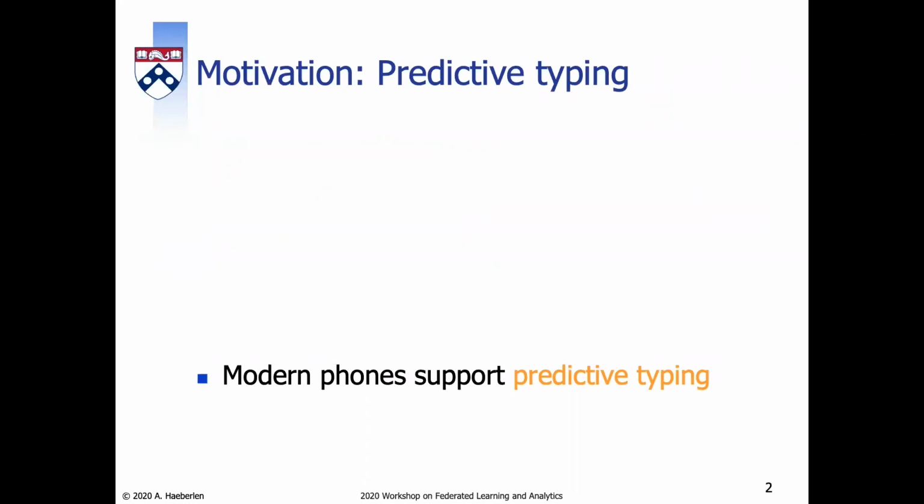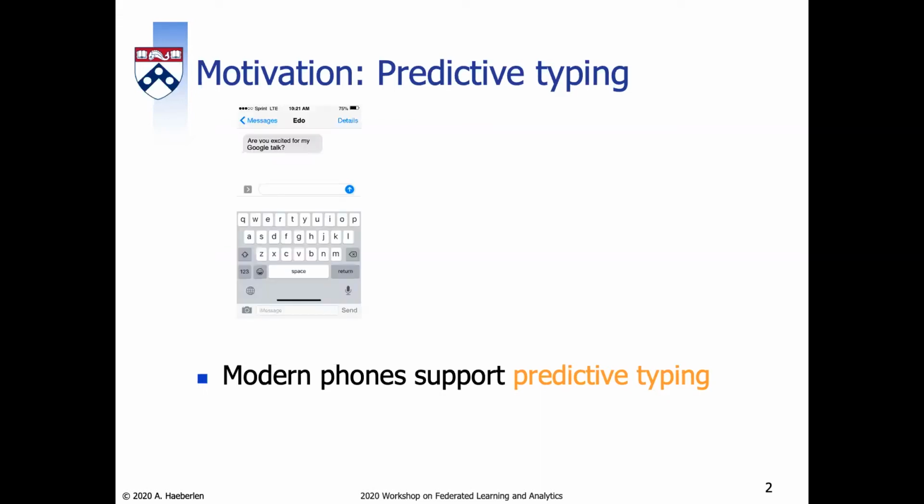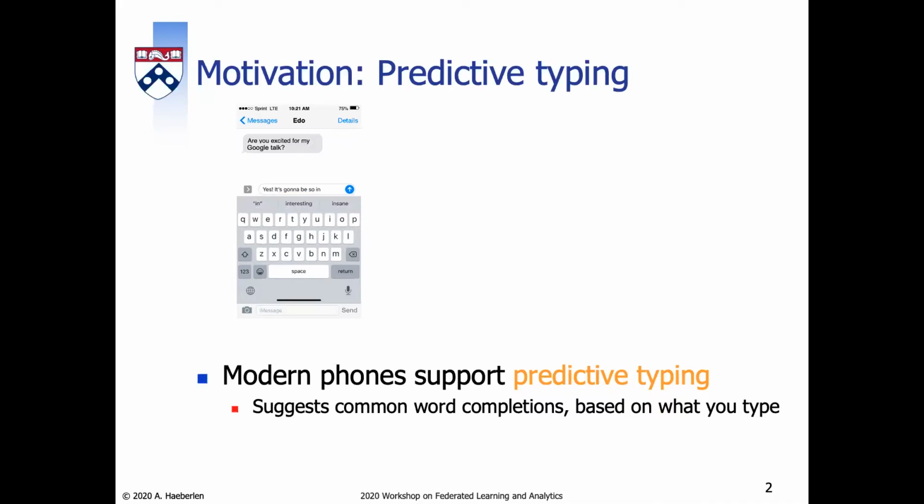To give you a sense of what we are working on, I want to start with a simple example. This is a feature called predictive typing that's supported by a lot of current phones. The way it works is, suppose I send an email, an SMS to my student Ido, and ask him whether he's excited for my Google Talk. Ido might start typing a response: "Yes, it's going to be so in..." At that point, the phone might have a couple of suggestions, words that he might be about to type. For instance, it might be "so interesting" or it might be "so insane." It's going to display these words, and then Ido can hit one of those words if that's what he really meant. So how does this work?